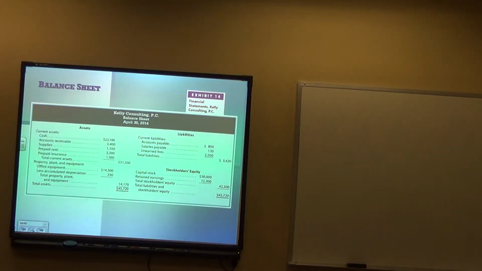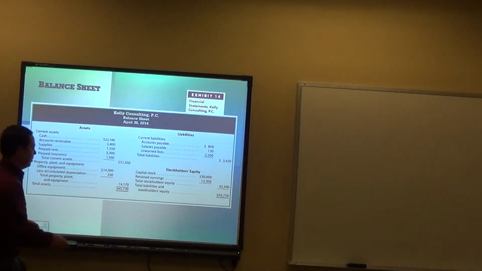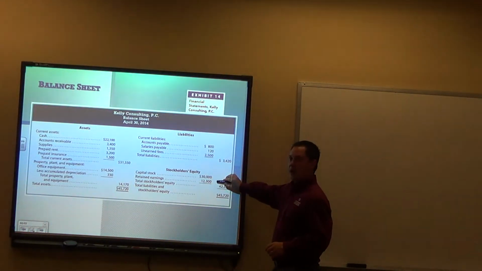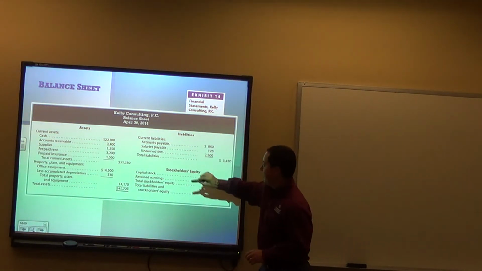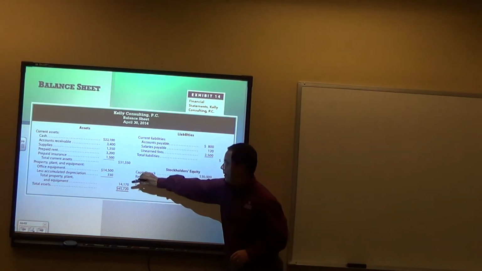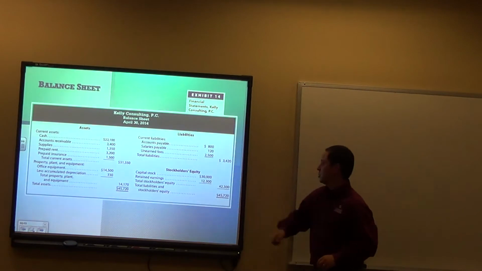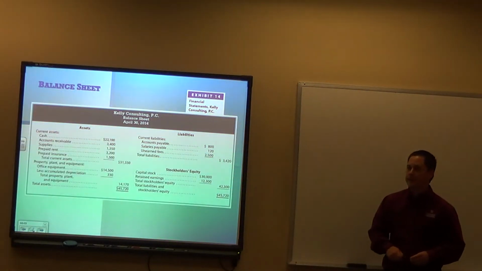That information then feeds right into the stockholders' equity. It feeds right into that. And then everything should balance as a part of that. You see here, these total assets equal my total liabilities and stockholders' equity.